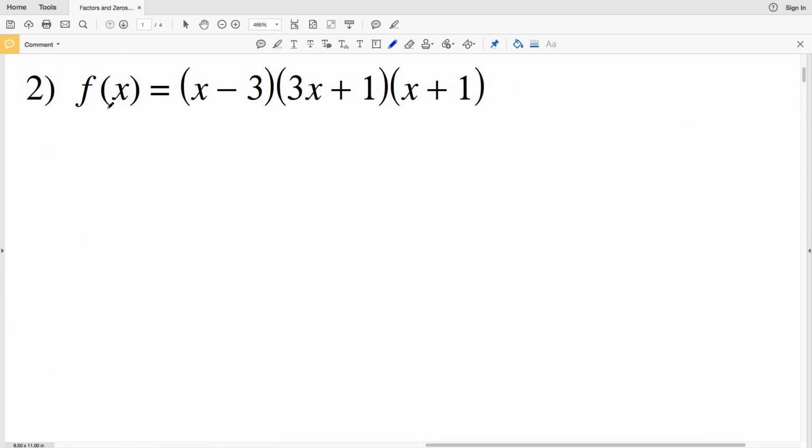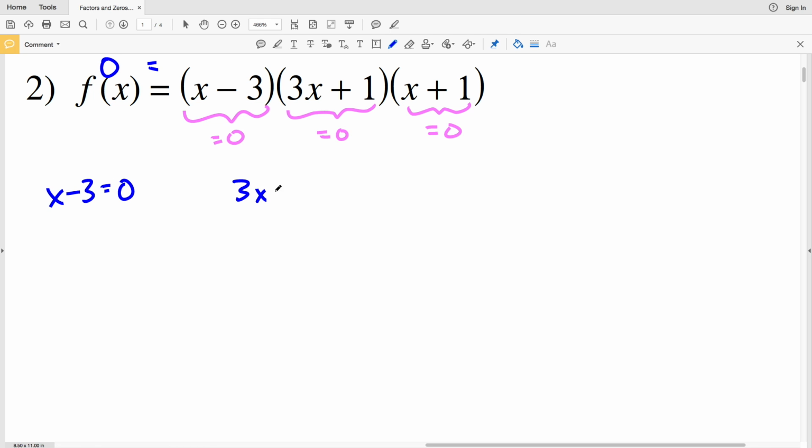Now on to number 2. If f of x is equal to 0, we're going to have to see when x minus 3 equals 0, when 3x plus 1 equals 0, and when x plus 1 equals 0. Because each of those 3 binomials will be multiplied together to equal our function. And if our function is 0, any one of them equal to 0 will make the function equal to 0. So we'll write x minus 3 equals 0, 3x plus 1 equals 0, and x plus 1 equals 0.